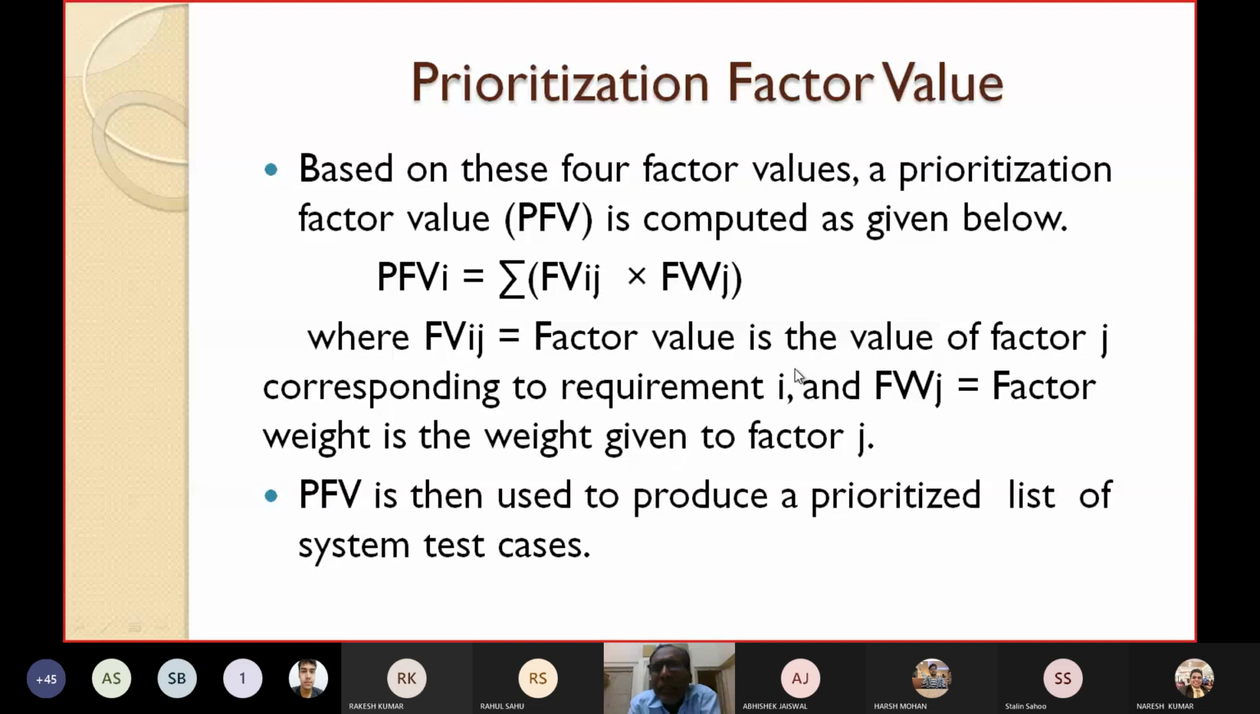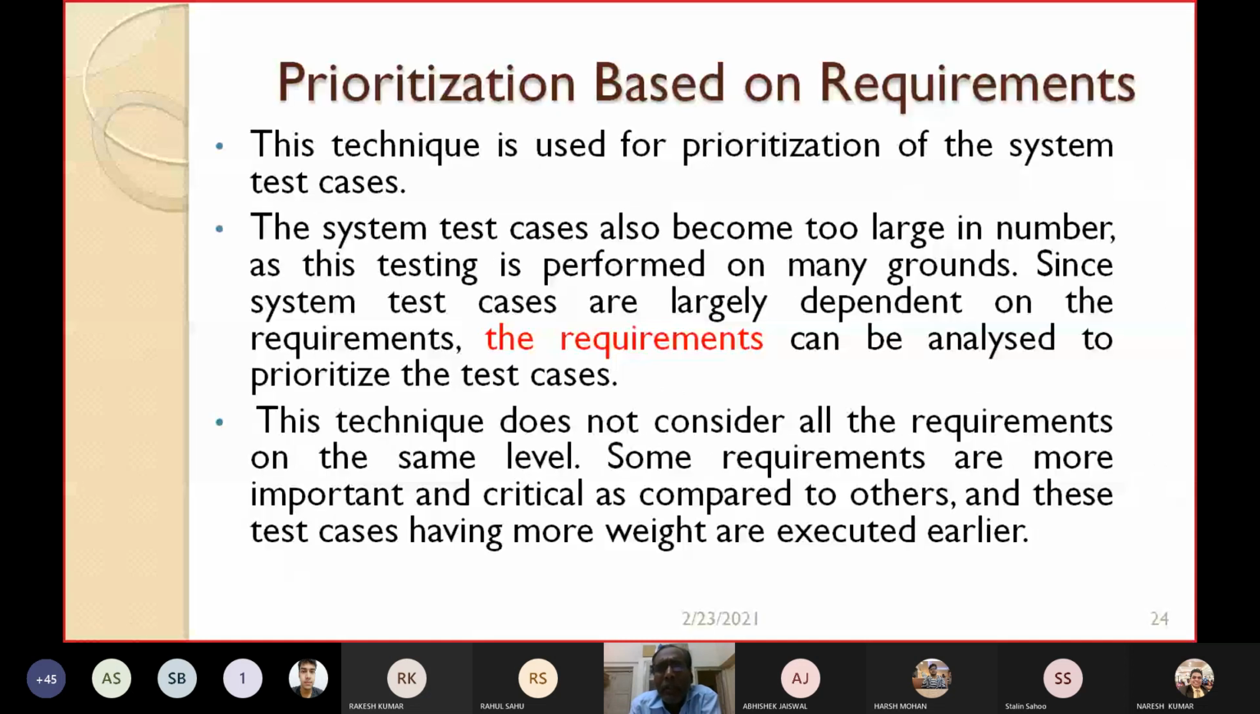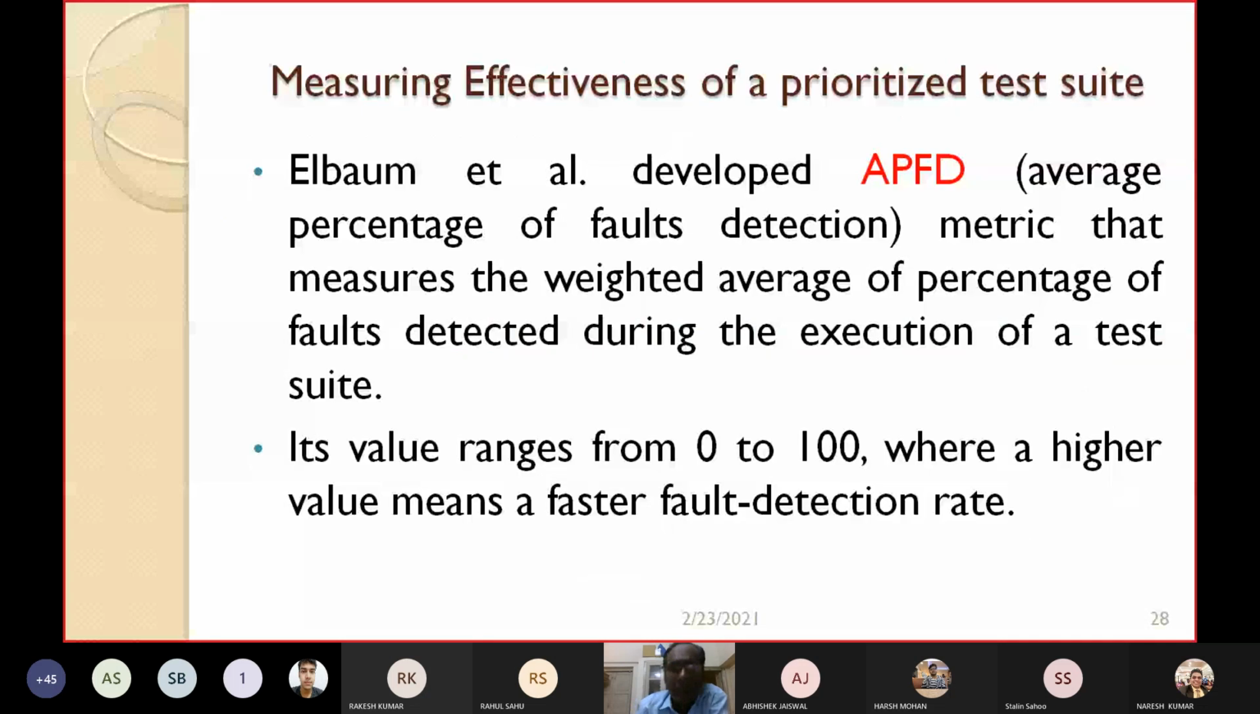There is a metric for this purpose called APFD. Elbaum et al. developed this metric. Elbaum et al. developed a metric named APFD that measures the weighted average of the percentage of faults detected during the execution of a test suite. So APFD stands for average percentage of faults detected.